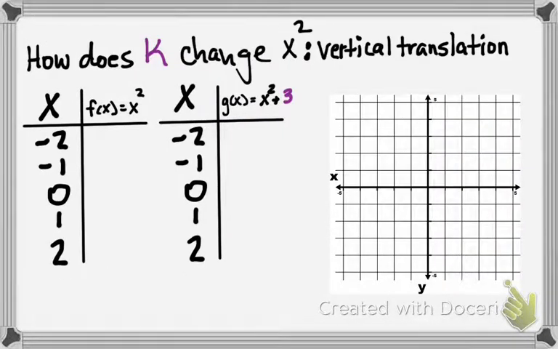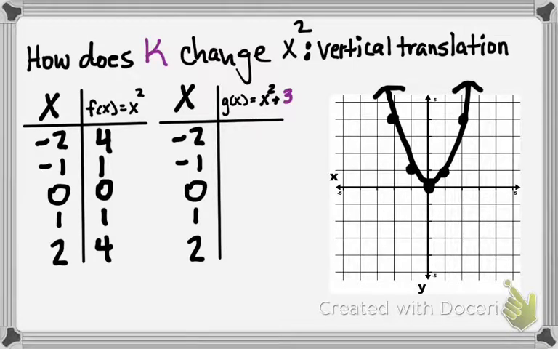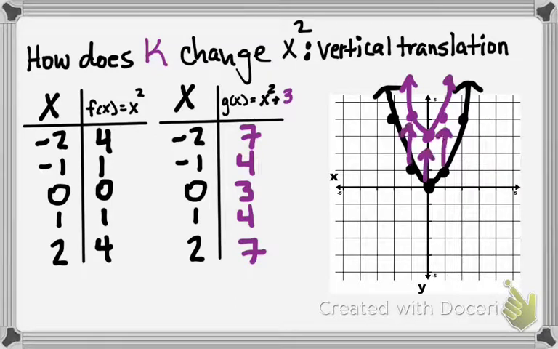Let's talk about how k changes our x squared function, a vertical translation. Again, same thing as last time. When I plug those values into x squared, I get all of these: 4, 1, 0, 1, and 4. If I plug negative 2 in here, well, since I'm adding 3 to what we did before, I know 4 plus 3 is 7. I know 1 plus 3 is 4. I know 0 plus 3 is 3. I know 1 plus 3 is 4. And I know 4 plus 3 is 7. So when I graph those points, oh, did you look at that? This graph has all the same points as the other one, but they're moved up 3 units. So we have a vertical translation.